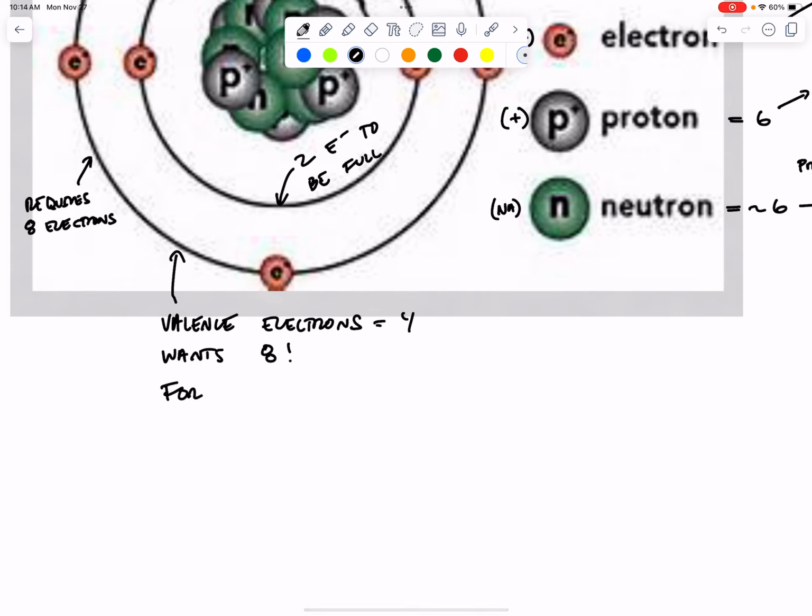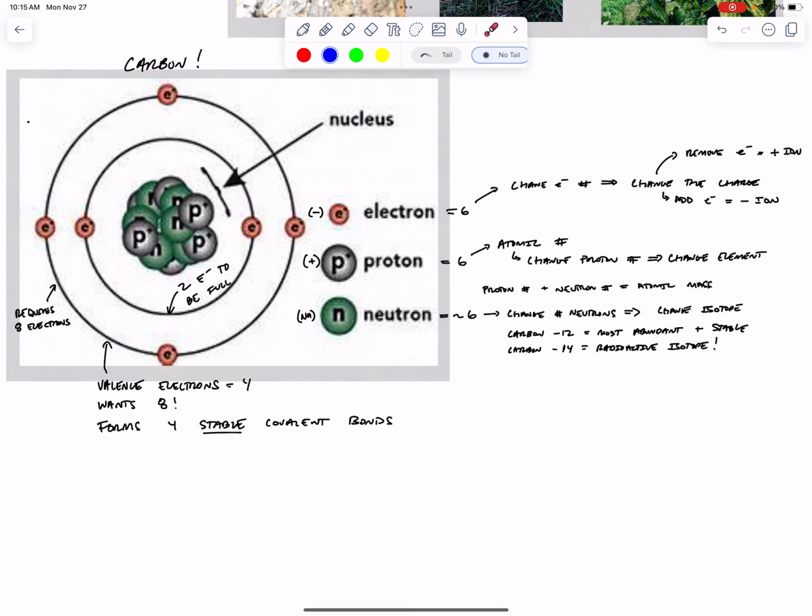it will form 4 stable covalent bonds. So this electron, this electron, this electron, and this electron will all be part of a covalent bond where they join with another atom that has an electron to share as well.